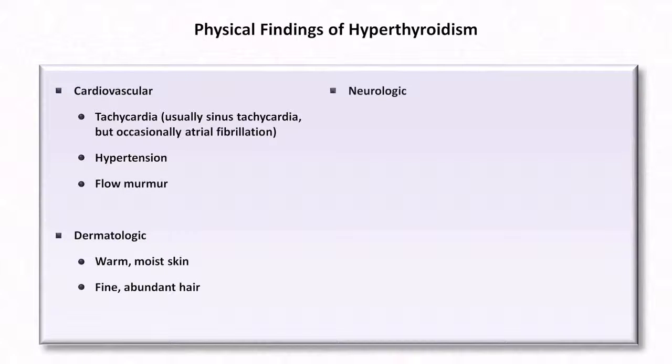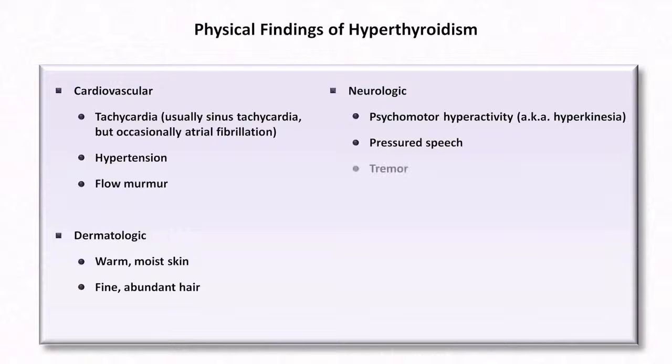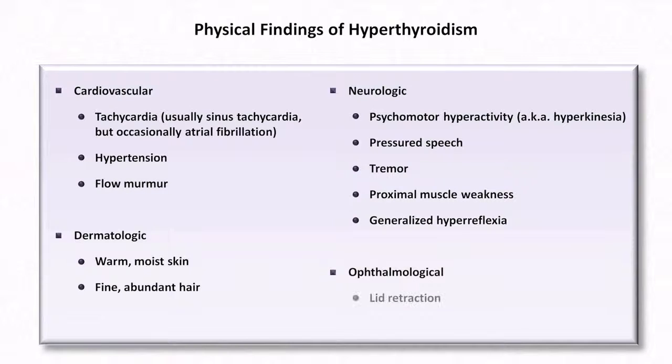The neurologic exam is frequently abnormal. Patients can exhibit psychomotor hyperactivity, which is also known as hyperkinesia. They can have pressured speech, a fine tremor, proximal muscle weakness, and generalized hyperreflexia. There are also several distinctive eye findings, such as lid retraction and lid lag. These are variations on the same phenomenon.